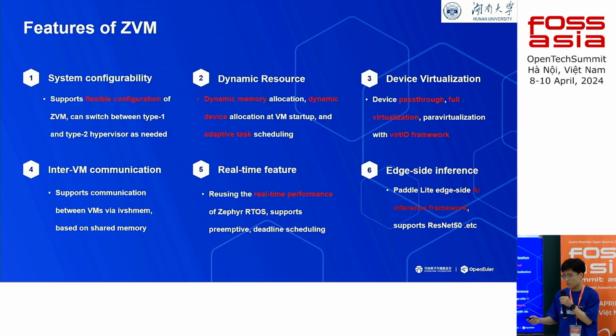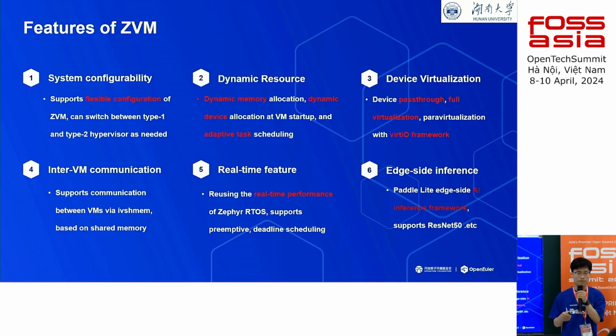And then we go through the technical features of ZVM. First is system configurability. It supports flexible configuration of ZVM, and can switch between type 1 and type 2 hypervisor as needed. The second is dynamic resource management. It includes dynamic memory allocation, dynamic device allocation when the VM starts, and adaptive task scheduling. And the third is device virtualization. It includes device pass-through, device virtualization, and para-virtualization with the VirtIO framework.